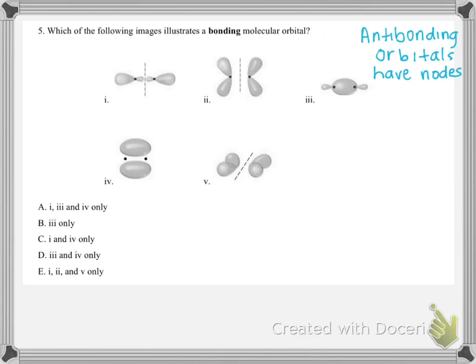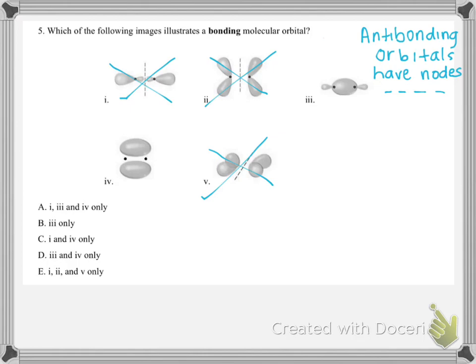In number 5, they're asking which of the following images represents a bonding molecular orbital. We know bonding molecular orbitals are where the electron density is able to overlap, whereas antibonding orbitals will have nodes. We usually represent these nodes in these pictures as dotted lines. And so we can easily see, boom, antibonding, boom, antibonding, boom, antibonding, which leaves 3 and 4.